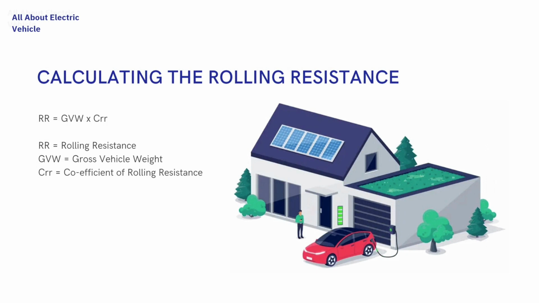Rolling resistance is a force that opposes the motion of a wheel as it rolls on a surface, and it is caused by the deformation of the tires and friction between the tires and the road surface. The rolling resistance can be calculated using the formula RR = GVW × CRR, where RR is the rolling resistance, GVW is gross vehicle weight, and CRR is the coefficient of rolling friction.